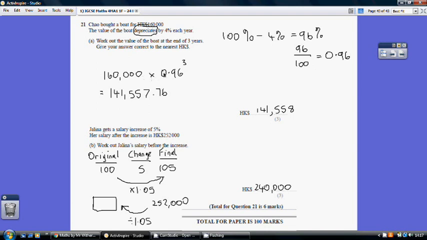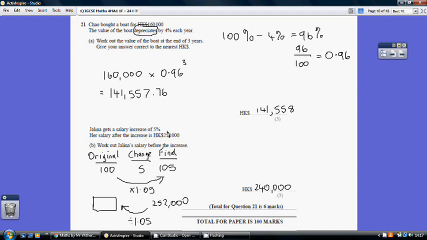We multiply this by the multiplier to the power of 3, because we were trying to work out the boat at the end of 3 years. So the power always represents the number of years. Popping that into a calculator, we get this, and correct to the nearest Hong Kong dollar, that is 141,558.